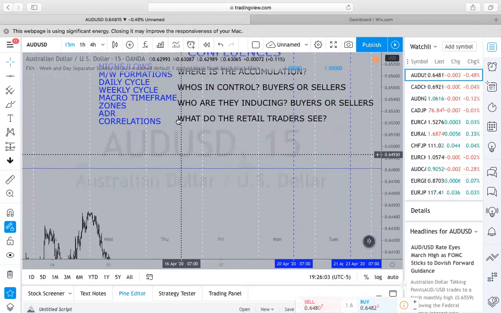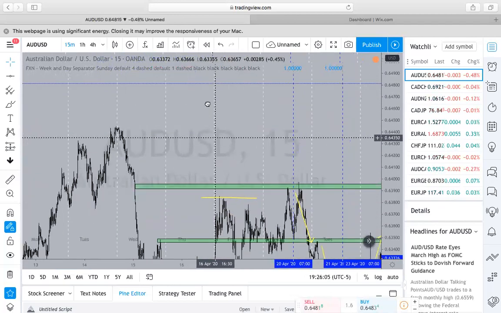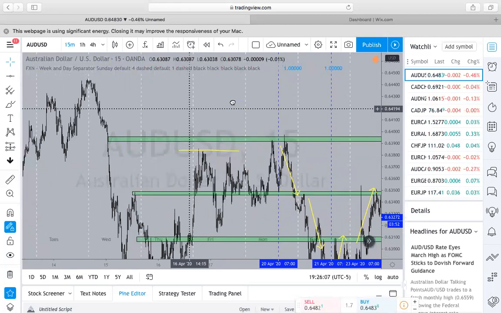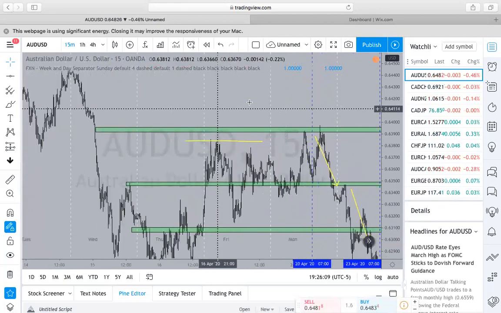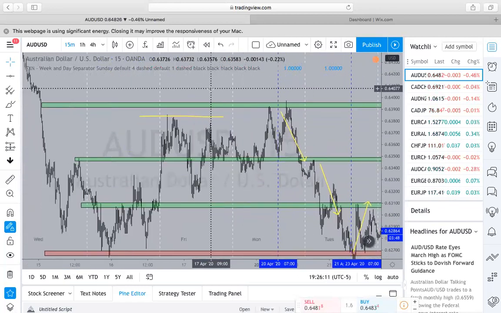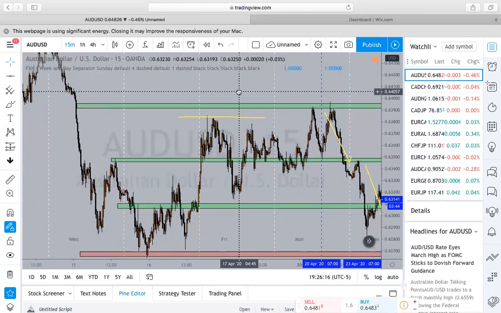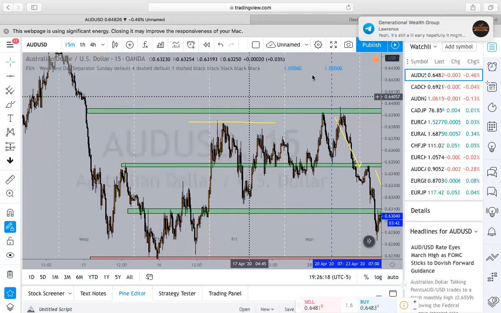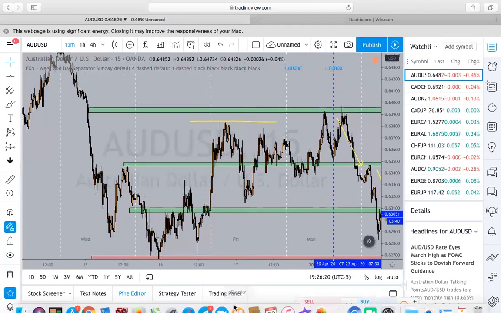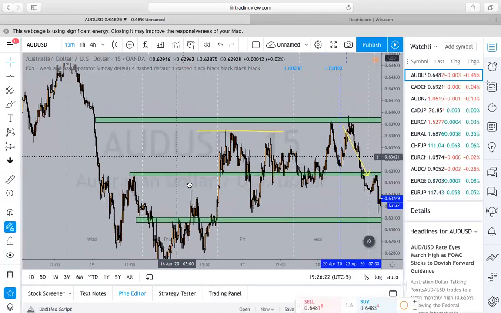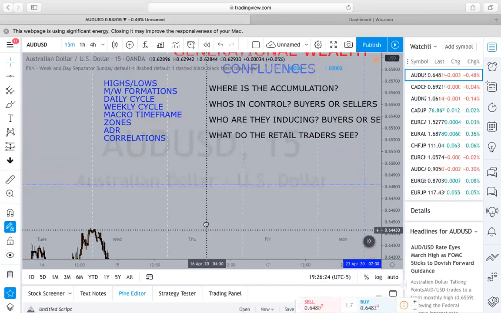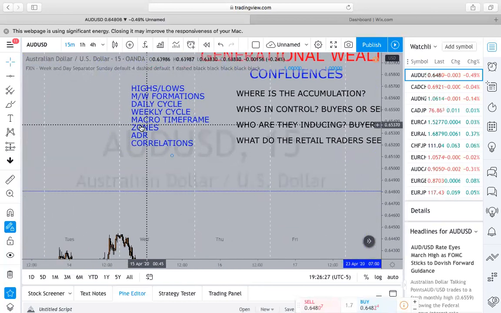Zones are very important because you want to know where this market is grabbing this liquidity from, and where they are releasing this liquidity. Usually it's at the highs and the lows, the same place where they're inducing. So, identifying your zones.